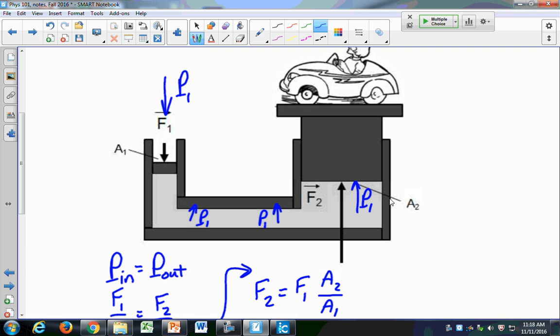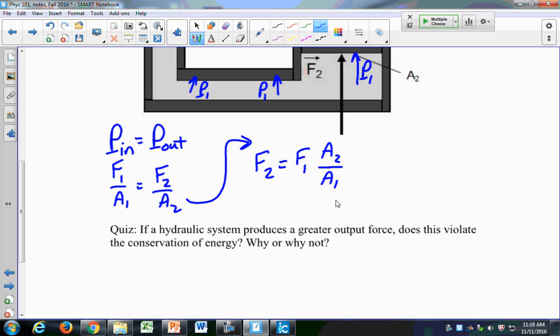I put in a little bitty force over here, and I get out a big force over here. And you're probably wondering, that doesn't really seem right, because I'm putting in a small force, but I get out a big force. It seems like that should violate something we've talked about, like the conservation of energy, because we say that we can't just produce energy. So what's happening here that allows for this greater output force?